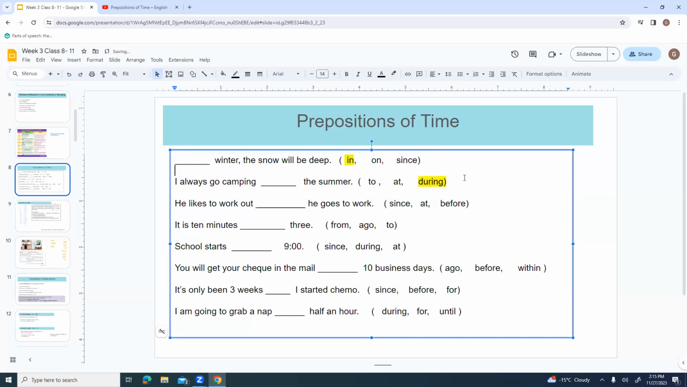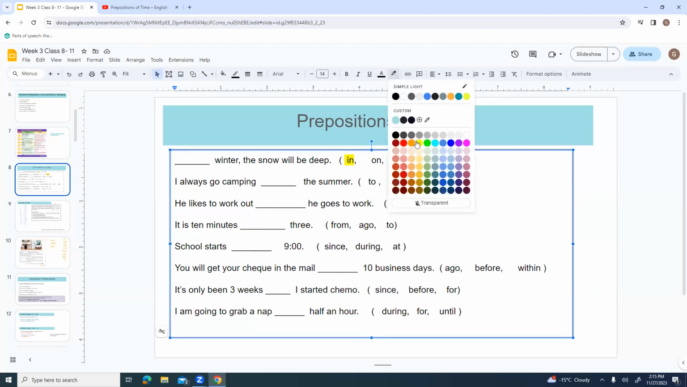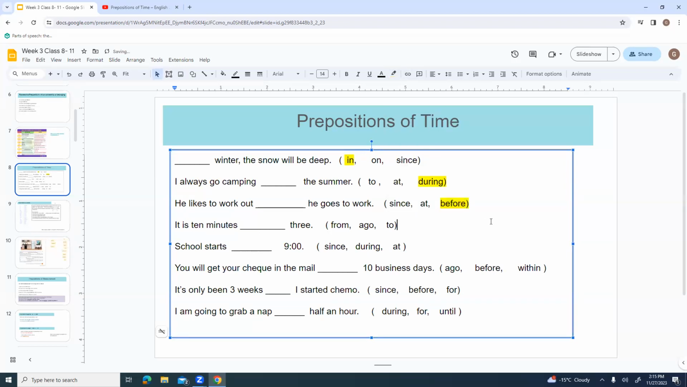Passage of time. He likes to work out since he goes to work, at he goes to work, or before he goes to work. It's going to have to be before. Since doesn't make sense there. Again, it implies a reason. He's not working out because he goes to work. He's just working out before he goes to work.